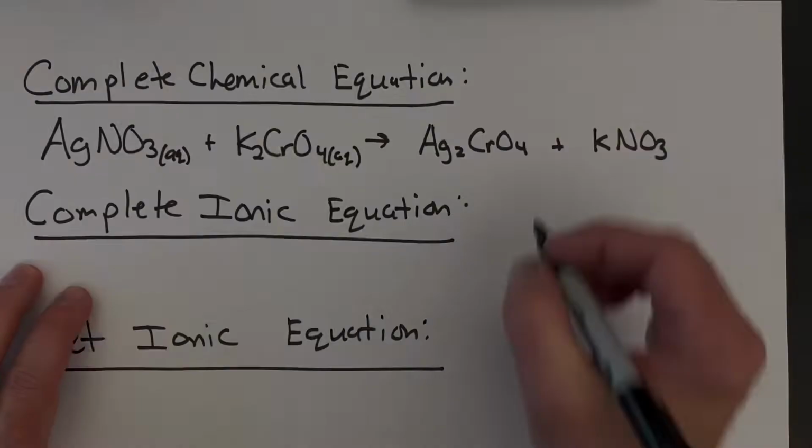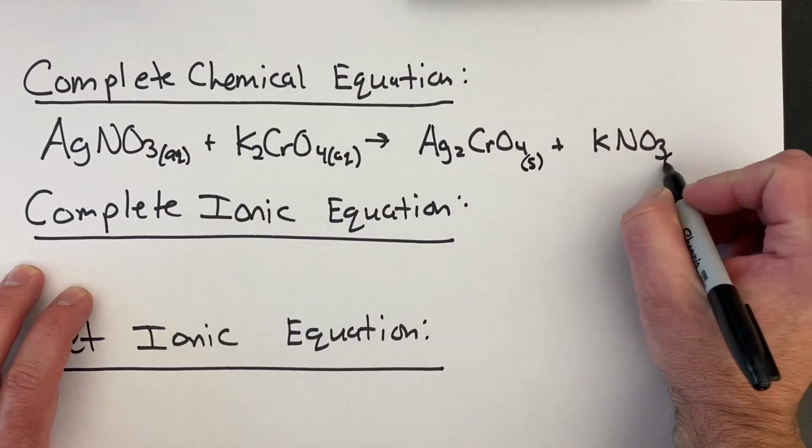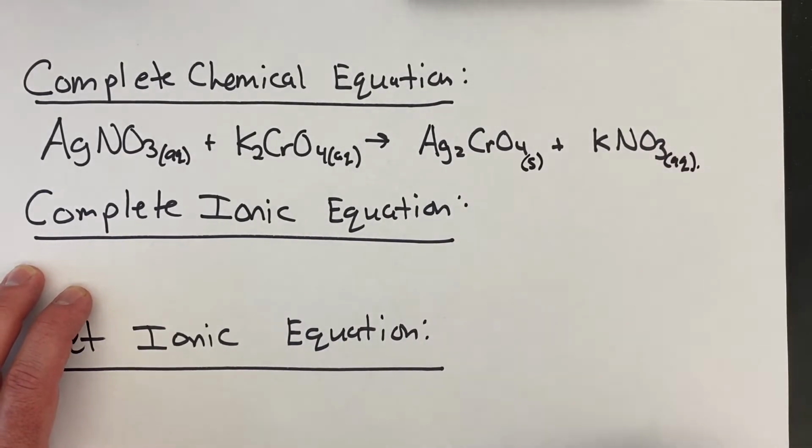At this point, we have to stop and look at our solubility tables to decide which of those two possible products is the red precipitate, right there. And it can't be the potassium nitrate because potassium and nitrate are both always soluble, and so they can't be insoluble together. That leaves silver chromate as our solid precipitate. So we'll go ahead and put a little S right there, and we'll keep an AQ over there.